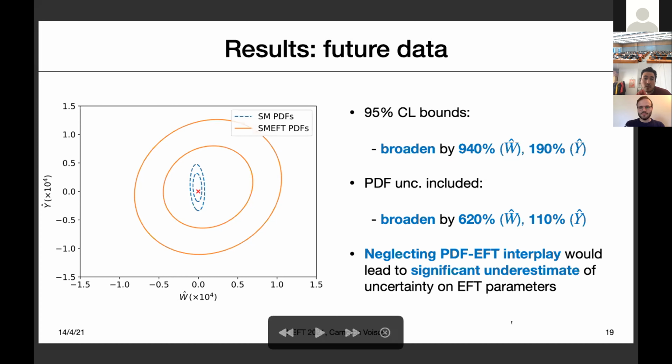I suppose the main message here is that in this case, if you're neglecting this interplay between PDFs and EFT, then you can get a significant underestimation of the uncertainty on your EFT parameters.